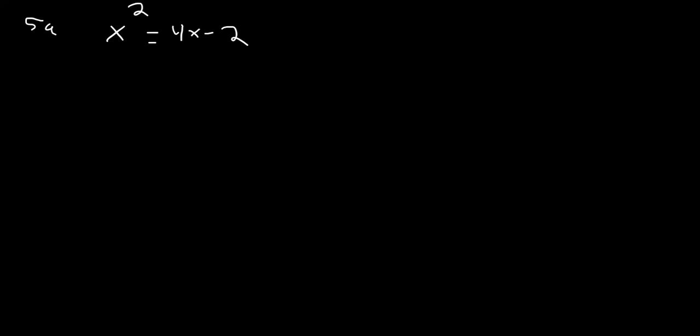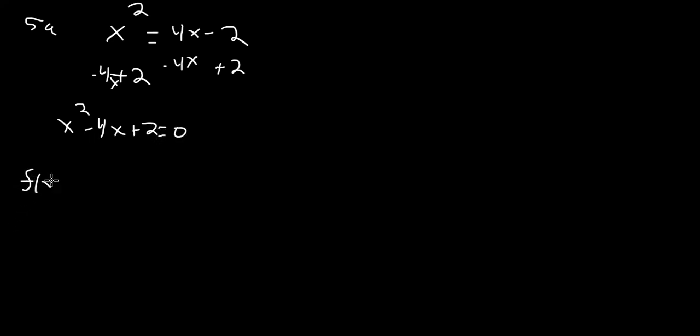For 5a, we want to solve x squared equals 4x minus 2 by graphing. To do this, I'm going to make this equation in standard form. So I'm going to subtract 4x and add 2 on both sides, to get x squared minus 4x plus 2 is equal to 0. So this left-hand side of the equation is in standard form, and we could call it f of x is equal to x squared minus 4x plus 2.